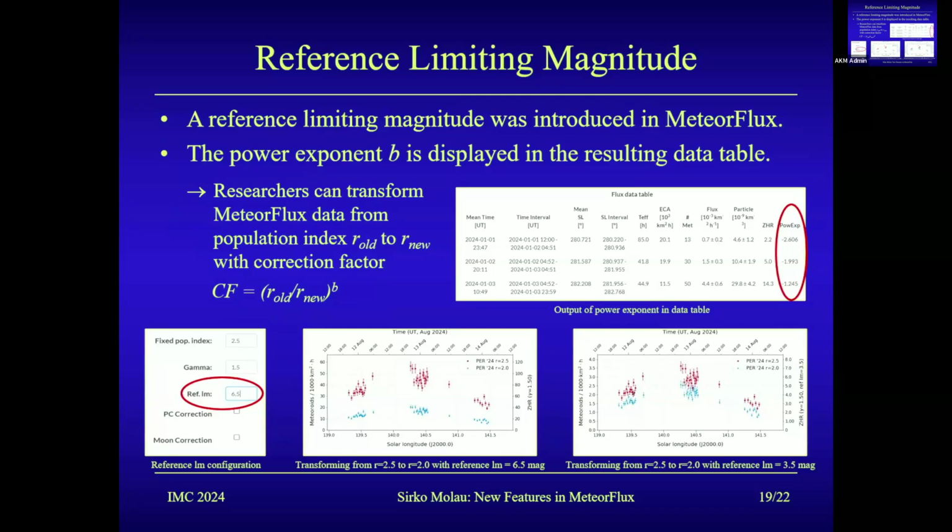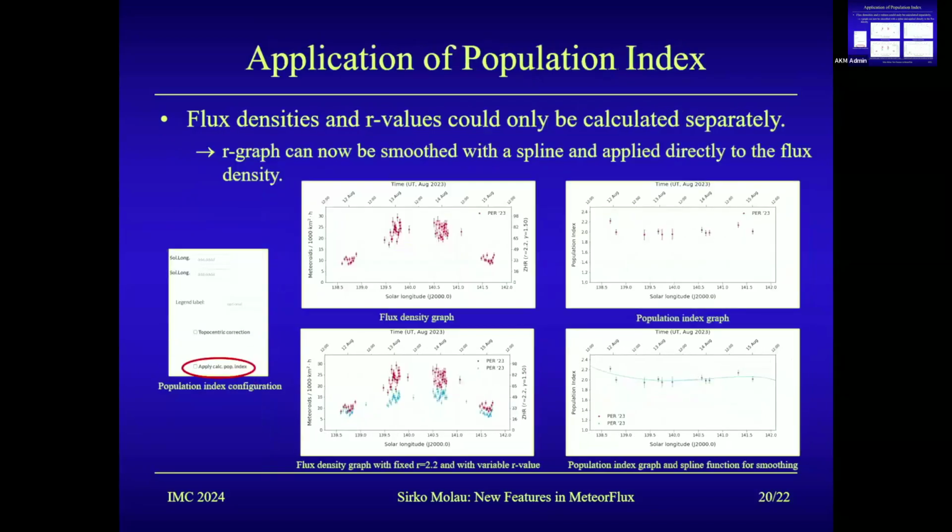So the advantage of this is that the impact of the population index is getting much smaller if you do this. All right, second to last thing. So far in MeteorFlux, you could only separately calculate the flux profile and the population index profile. And now what I have done, you can click a little checkbox in the user interface, and it will automatically put a spline on your population index and apply it directly to the flux density.